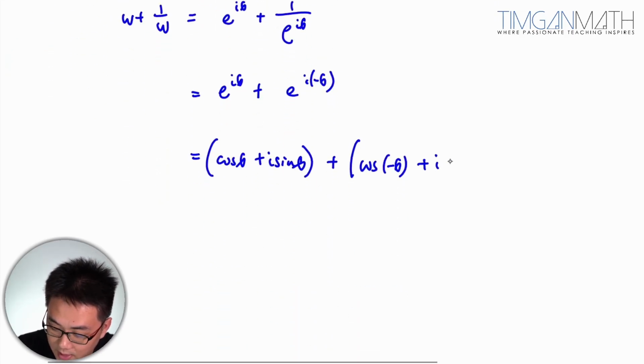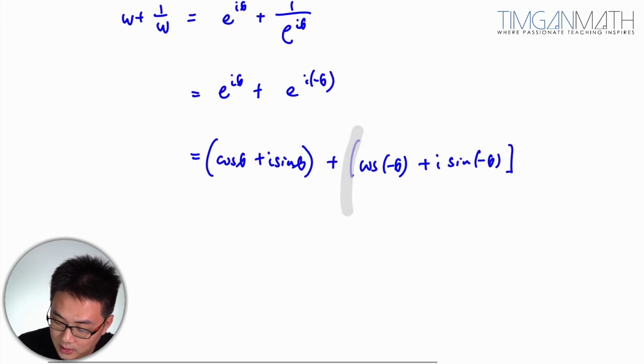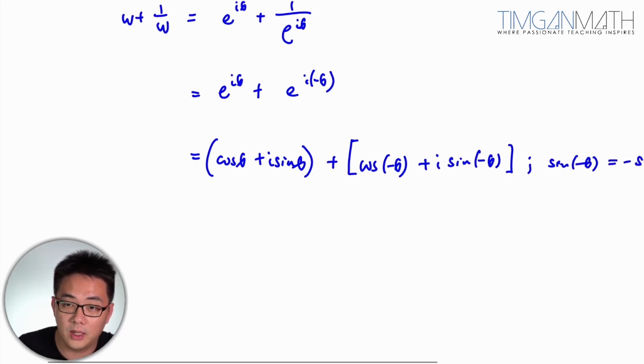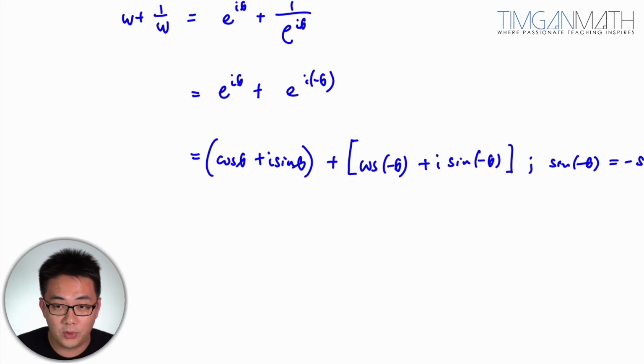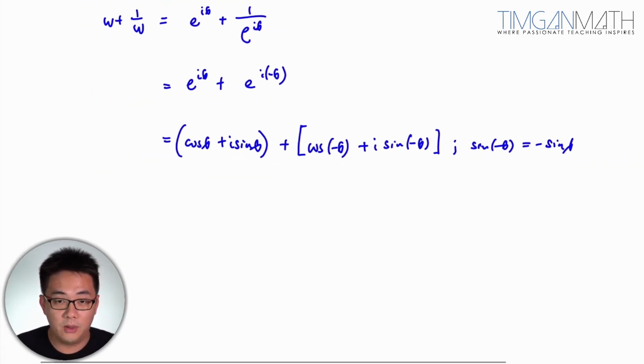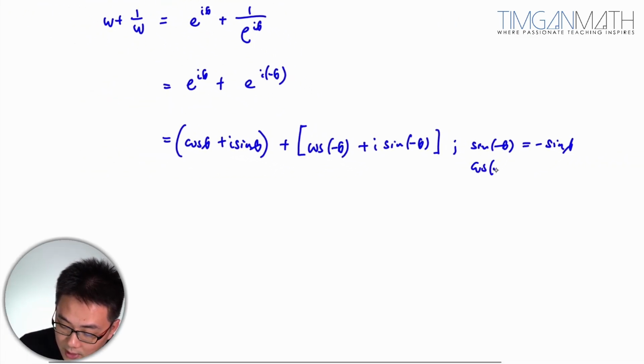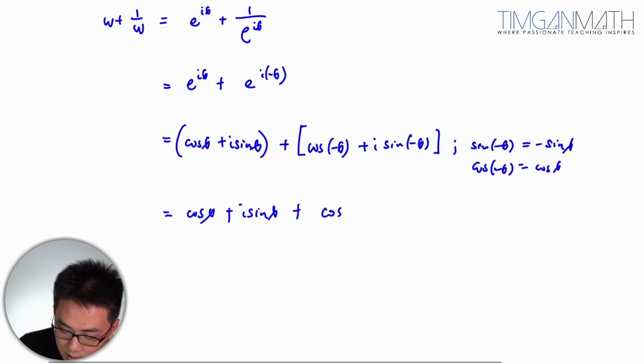So this is plus i sine minus theta, and what we're going to get is, we know that sine minus theta is actually minus sine theta, right? So this is a very important property that we always use, and also cosine negative theta is actually cosine theta as such. So once we're done with that, we're just going to put cosine theta plus i sine theta plus cosine theta minus i sine theta. There you go. So this will be 2 cosine theta.